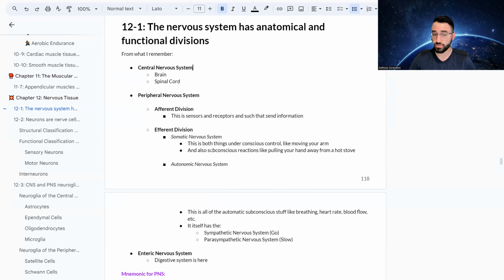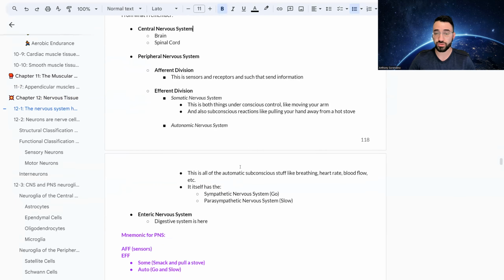This not only has a somatic nervous system, which is like moving your arm, things under your conscious control, but also subconscious control. I like to think of this as if you reach and grab a hot frying pan, that's part of your somatic nervous system. And then the reaction of you dropping that frying pan, which I believe actually goes to your spinal cord, it doesn't even get to your brain before your hand is already removed. That's all the somatic nervous system under the efferent division of the peripheral nervous system.